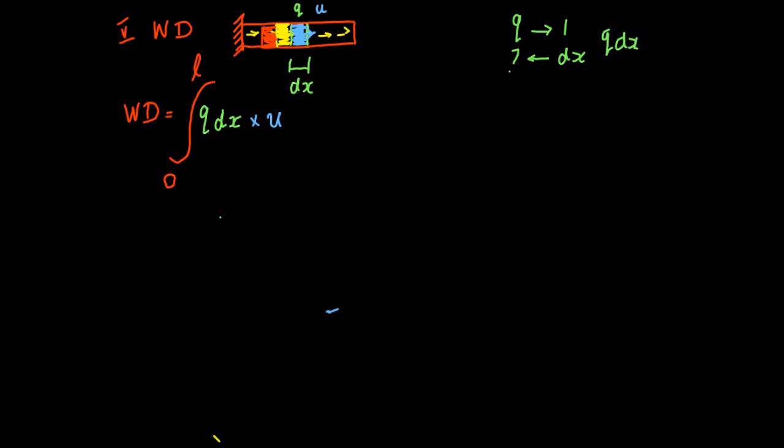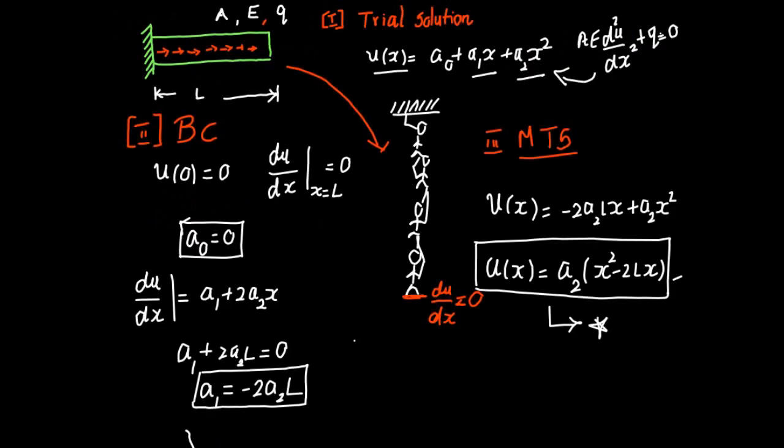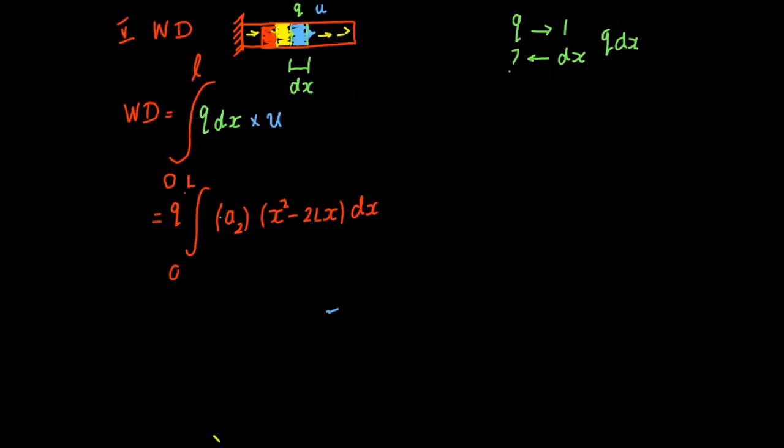That's right. So let me continue. It is integral over the limit 0 to L. Q is a constant. I can pull it outside. What is U, by the way? It is A2 into x square minus 2lx into dx. All right, so that's our star equation, right? X square minus 2lx. So let me integrate and get the value of work done. It's Q into A2 into, let me integrate and substitute the limits directly. It's going to be L cube divided by 3 minus L cube.